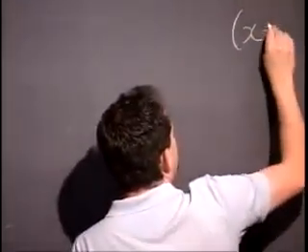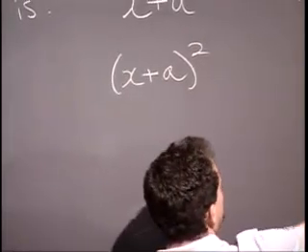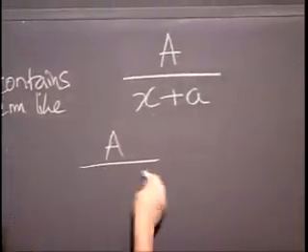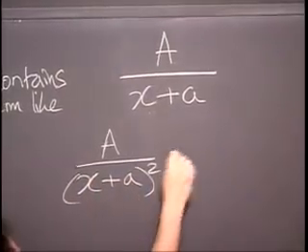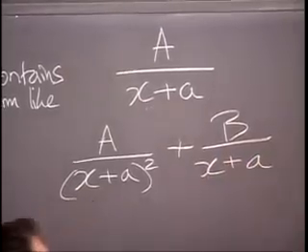What if you have a square, like x plus a all squared? Well, then the terms that you get are going to be something like this. A over x plus a all squared plus B over x plus a.